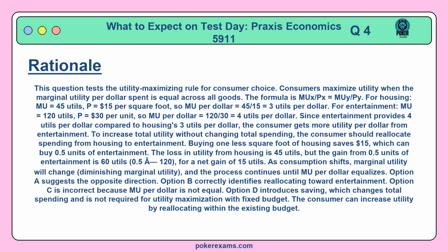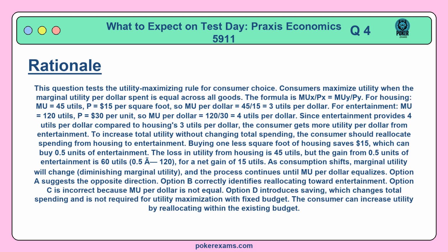For housing, MU equals 45 utils, P equals $15 per square foot, so MU per dollar equals 45/15 equals 3 utils per dollar. For entertainment, MU equals 120 utils, P equals $30 per unit, so MU per dollar equals 120 divided by 30, which equals 4 utils per dollar. Since entertainment provides 4 utils per dollar compared to housing's 3 utils per dollar, the consumer gets more utility per dollar from entertainment. To increase total utility without changing total spending, the consumer should reallocate spending from housing to entertainment.